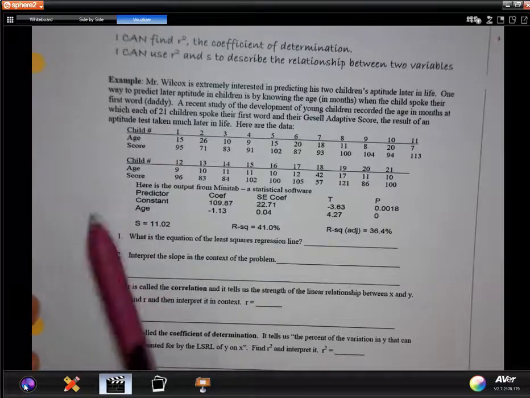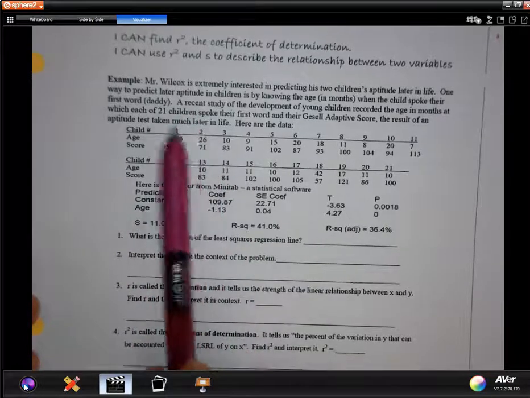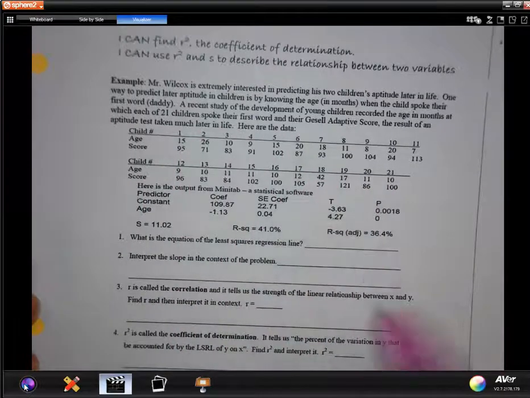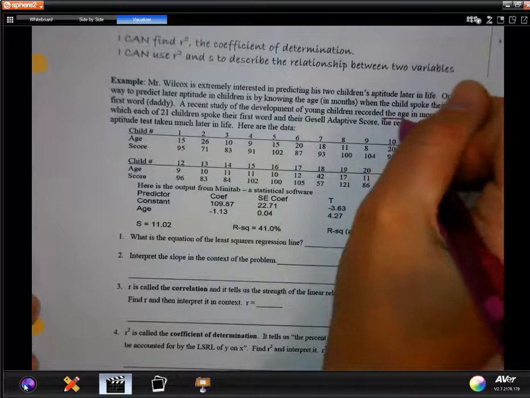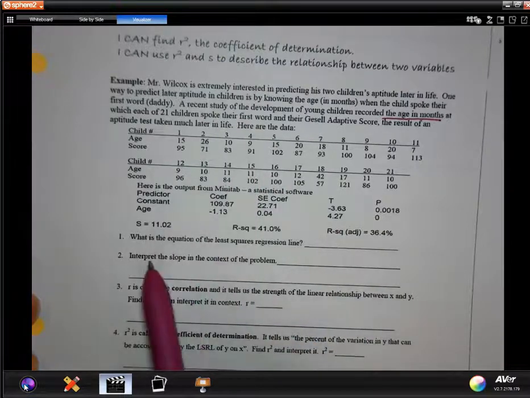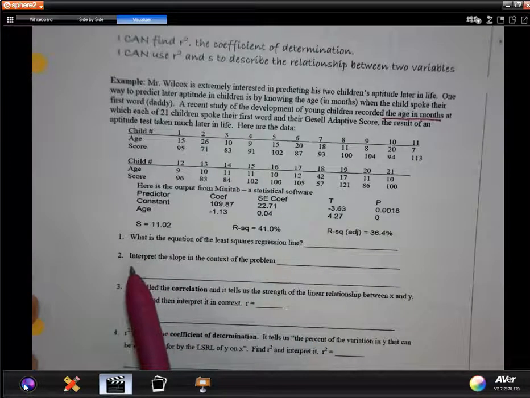All right. So a recent study of development of young children recorded the age in months. So keep that in mind. All these ages are in months. At which each of 21 children spoke their first word, and then their Gesell Adaptive score, the result of an aptitude test taken much later in life.